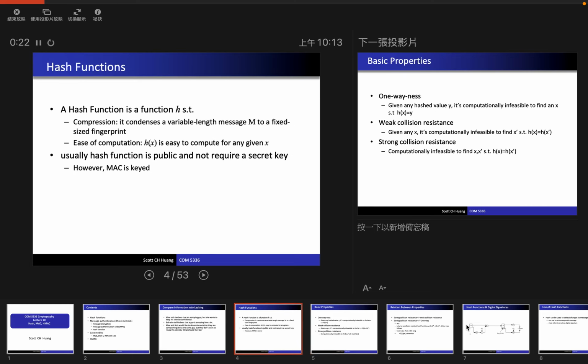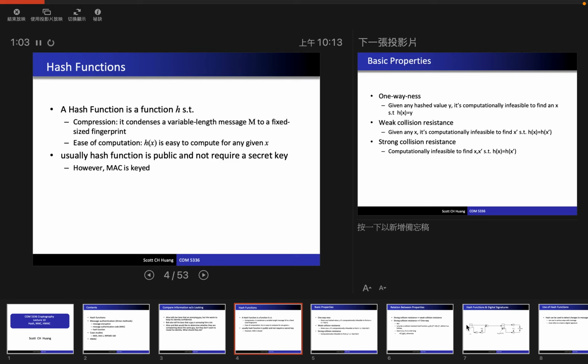Back to hash functions. We talked about hash functions, secure hash functions, and we're going to look at them in a more rigorous way. A hash function is a function that does both compression and some high-speed computation. And I said that usually hash functions do not require a secret key.